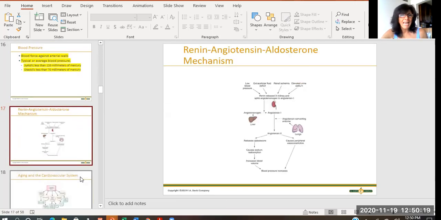Not going to get into the renin-angiotensin-aldosterone mechanism just yet, but just understand that there's a whole system that goes on between your kidneys and your lungs and your heart that regulates fluid and fluid balance, right?